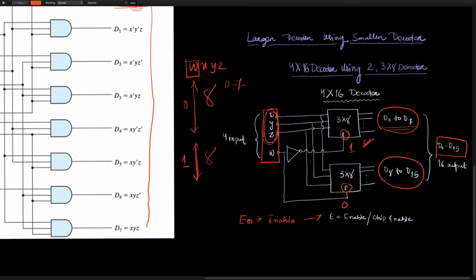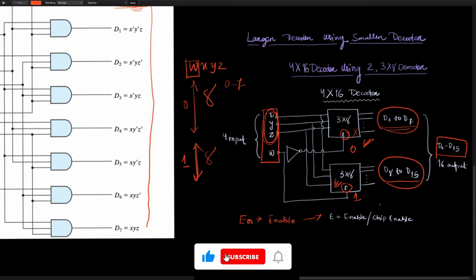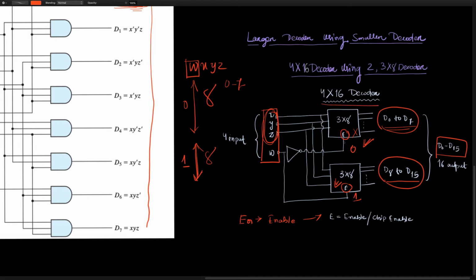Whenever the last 8 combinations come into play, your operation switches. This chip is activated whereas the other chip is not. Depending on your XYZ value, your D8 up to D15 is activated accordingly, whereas D0 up to D7 are deactivated. Using that, you can implement D0 up to D15, and thereby you can implement a 4 by 16 bit decoder using 3 by 8 bit decoders. Multiple combinations with smaller decoders are also possible. Look in the books and you will get multiple examples of this.